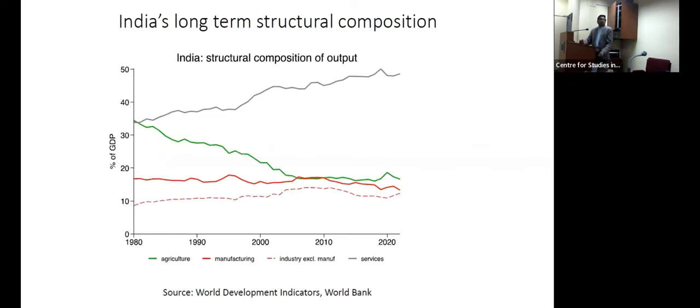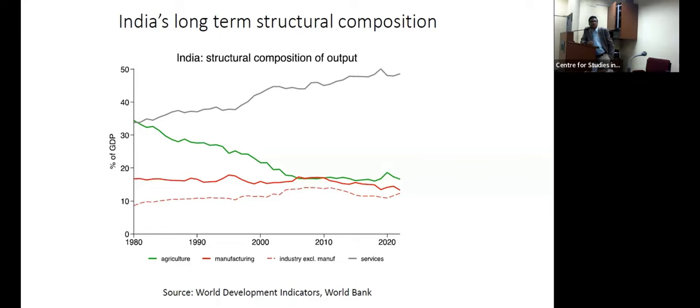So I showed a version of this yesterday, but this is again to focus on the current question that we have for today's lecture. Essentially, what we have is agriculture, manufacturing, industry, and services. The services is the gray one, and the others are all labeled here. What's interesting is that if you look at around 2010 or so, after that, these curves are not really displaying much of a pattern.